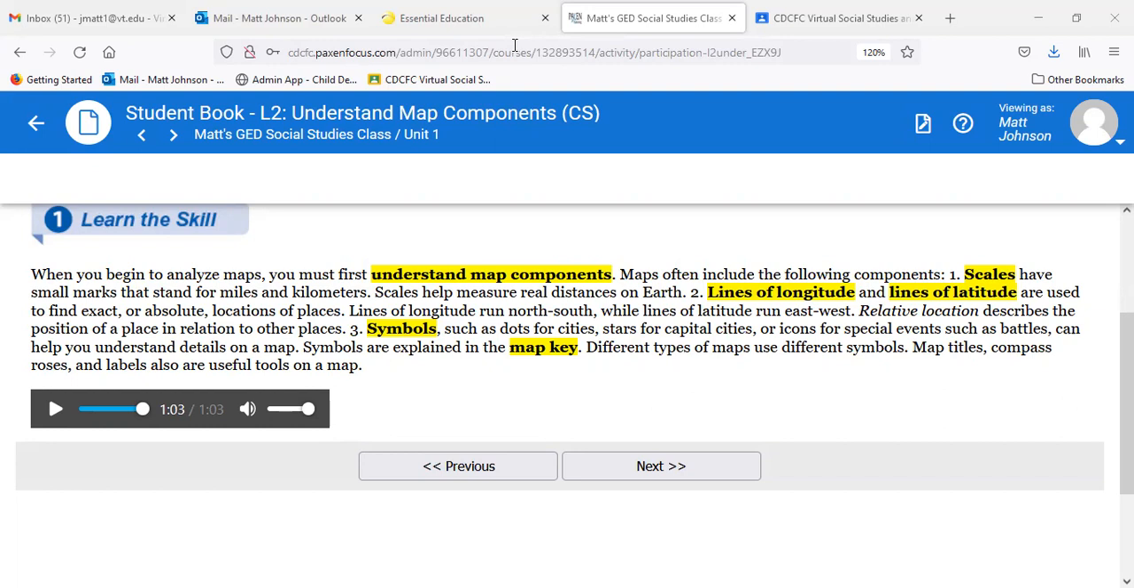And then we're going to talk about a map key, and you have various symbols. Typically for a state capital, you have a star that designates that. And airports, there'll be a little airplane on your map and things like that. So a lot of that we're probably familiar with. And they try to make the symbols fairly universal, so they're easy to understand for large groups of people.